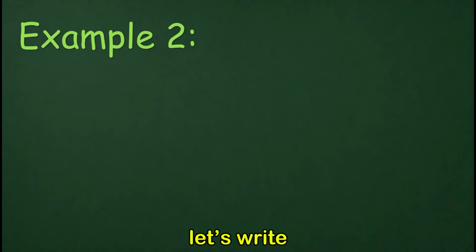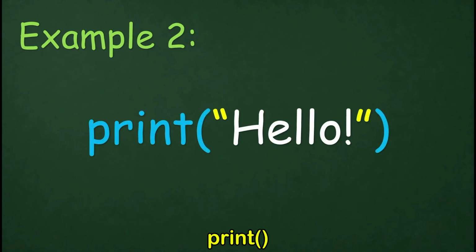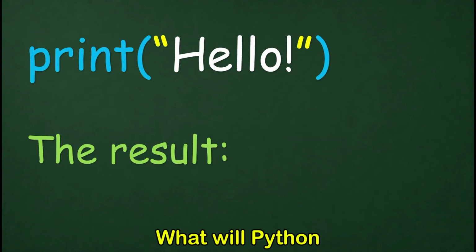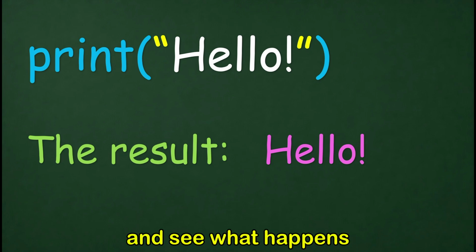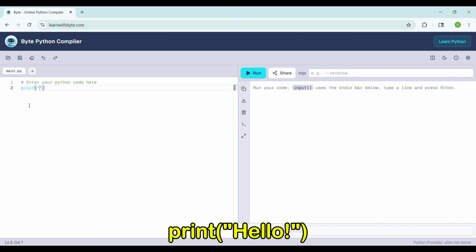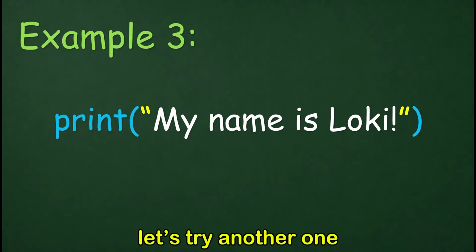Now let's try another example. This time let's write hello. First we place it inside quotation marks. And now we use print. Print hello. Now, let's think together. What will Python show on the screen? Yes, it will show hello. Let's try it live and see what happens. We write print hello. Now, let's hit Run. And ta-da! It worked! Great job!